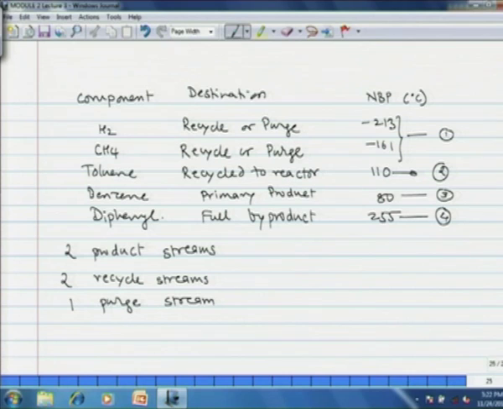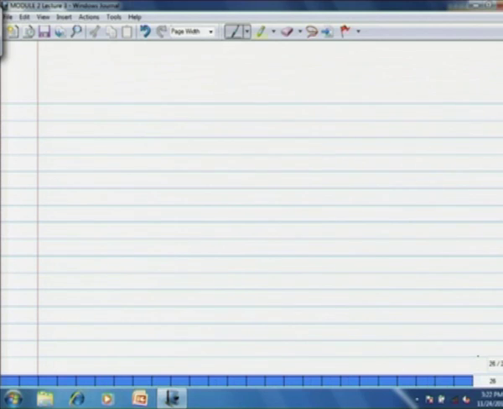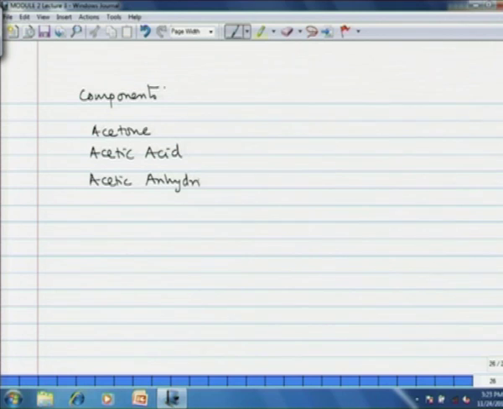Now, let us try to apply the same for the acetic anhydride process that we saw. Here we have many components. Unreacted reactants, acetone, acetic acid, then the main product of the process, acetic anhydride, then the three side products from decomposition of acetone: carbon monoxide, methane and ethylene.